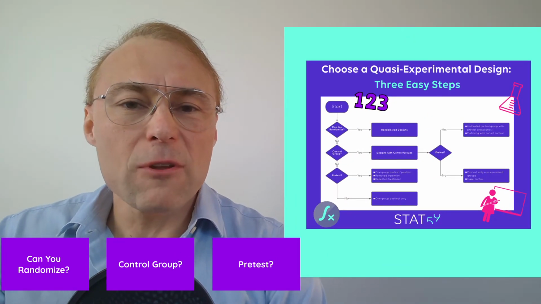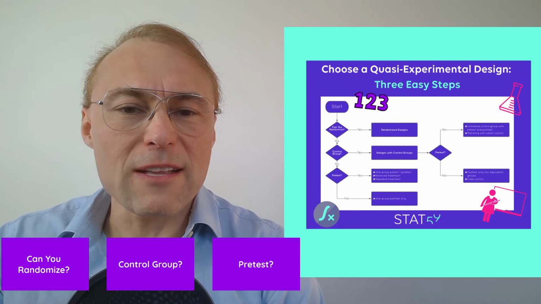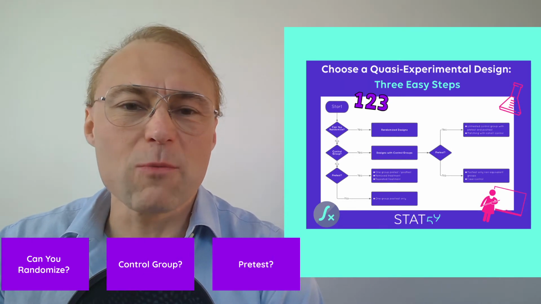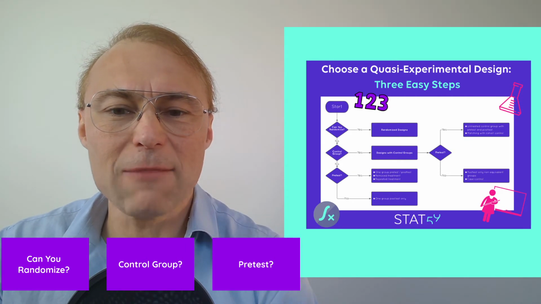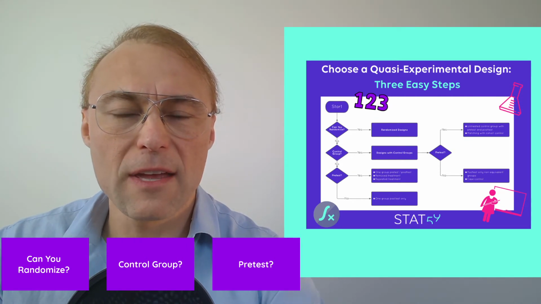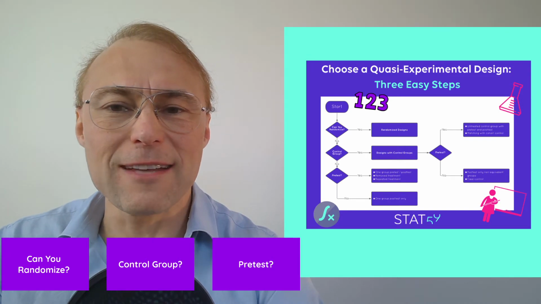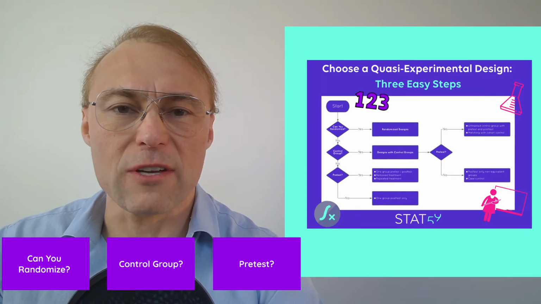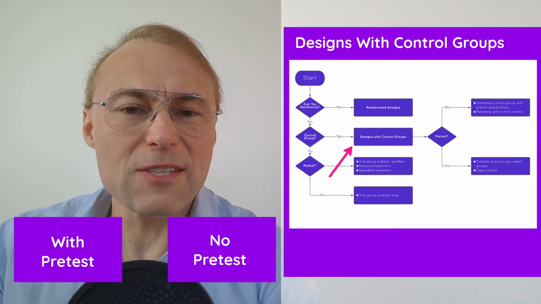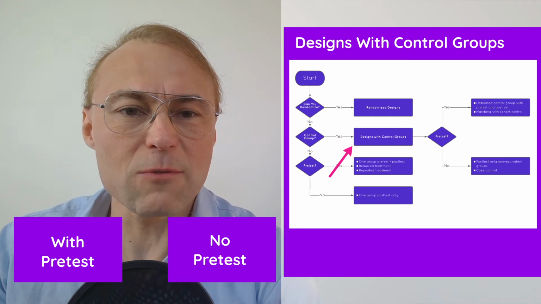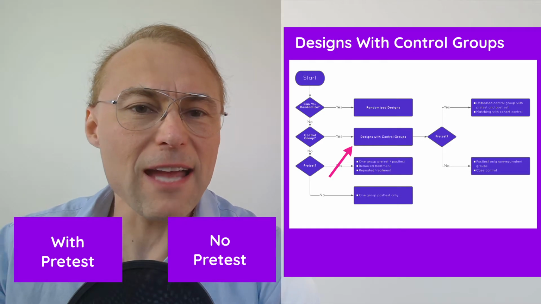So moving down the flowchart, we've gone through, we said, can we randomize? And let's assume in this case we cannot. The next question that comes down is, can we have a control group? And a control group is a group that does not receive the educational intervention. So here we see that if we say yes, we can take designs with a control group, then we get to ask the next question.